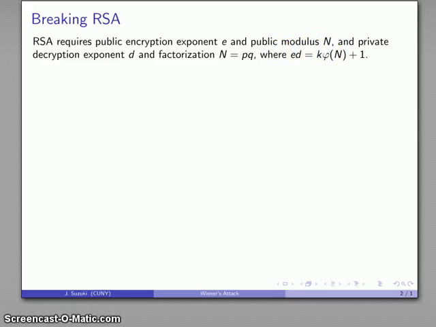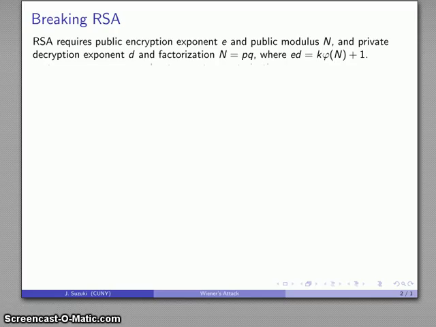And again, the reason that that works is that if I take my message, raise it to power e, I get the encrypted message. If I then take the encrypted message, raise it to power d, that's the same as raising the original to power k phi N plus 1. This portion drops out, and I have the original message raised to power 1, which is, of course, the original message.